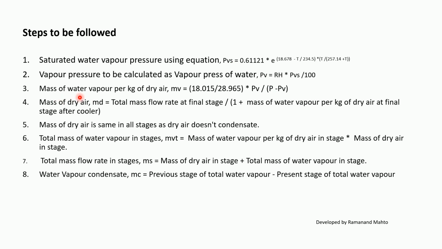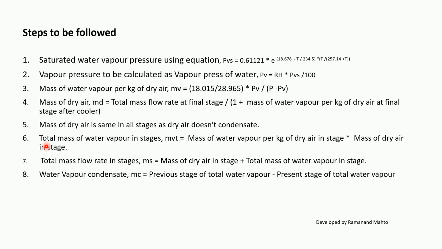Mass flow rate of water vapor per kg of dry air is equal to MV, given by this equation. With this equation we can calculate this. Mass of dry air MD is equal to mass of water vapor at final stage upon 1 upon mass of water vapor per kg of dry air at final stage after the cooler. This equation is used for calculation of mass of dry air. Mass of dry air is the same in all stages, as dry air doesn't condensate.